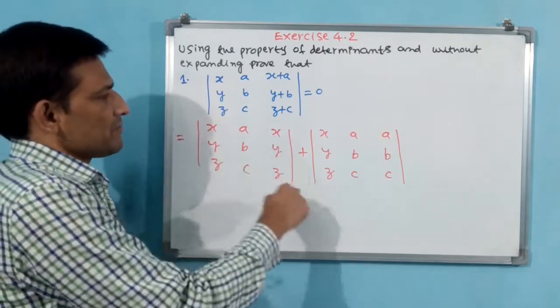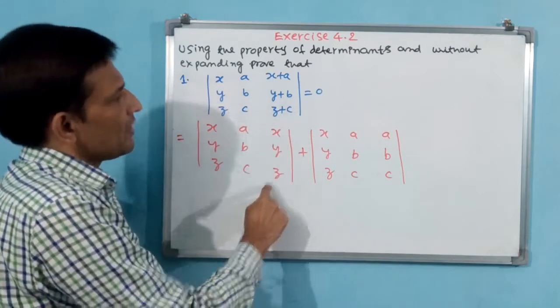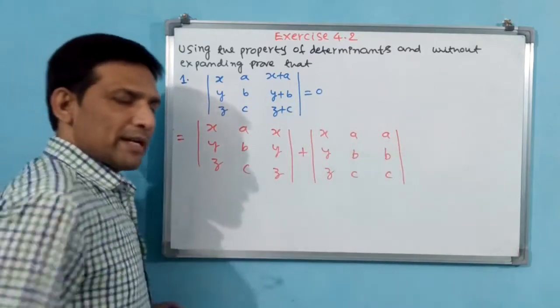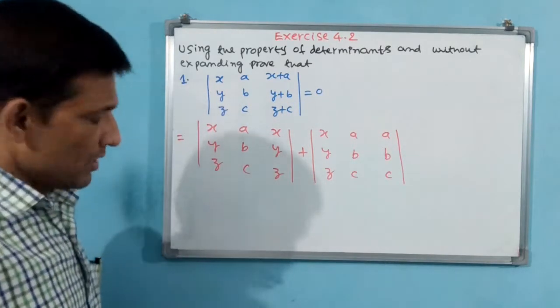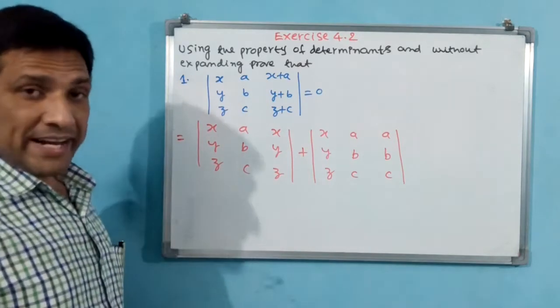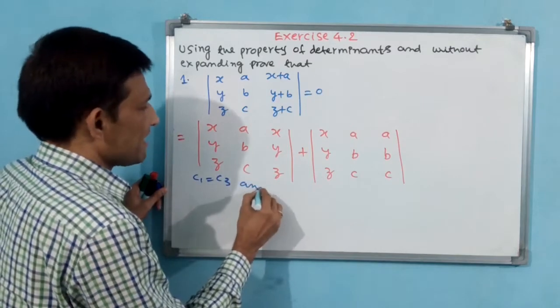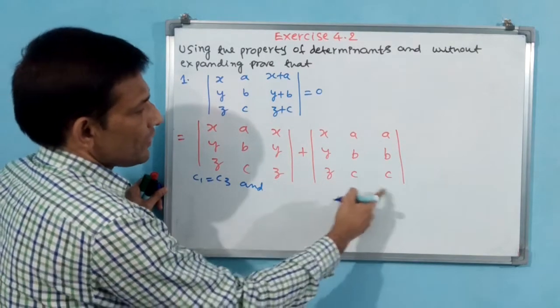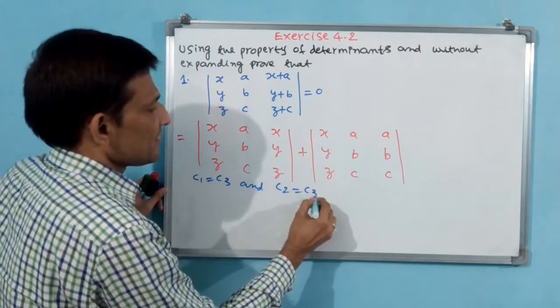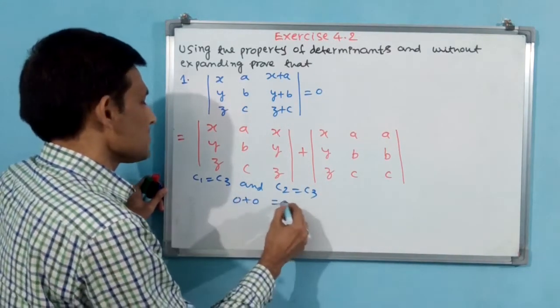XYZ ABC XYZ XYZ ABC ABC. Why? Because here, see XYZ third column, ABC third column, two determinants separately I have made. Now you see here C1 is equal to C3, identical. C1 is equal to C3 and C2 is equal to C3. Then 0 plus 0, that is equal to 0.